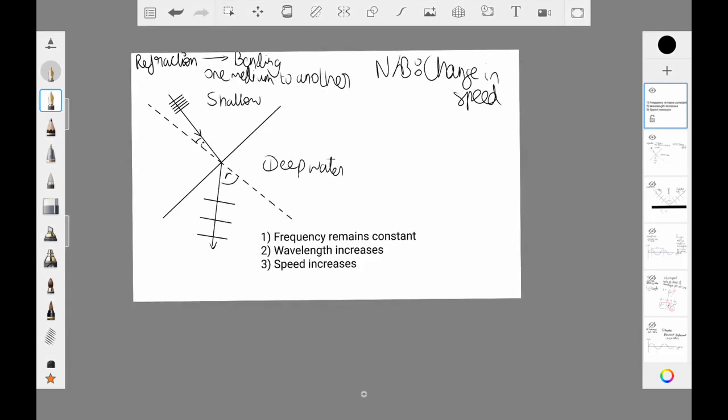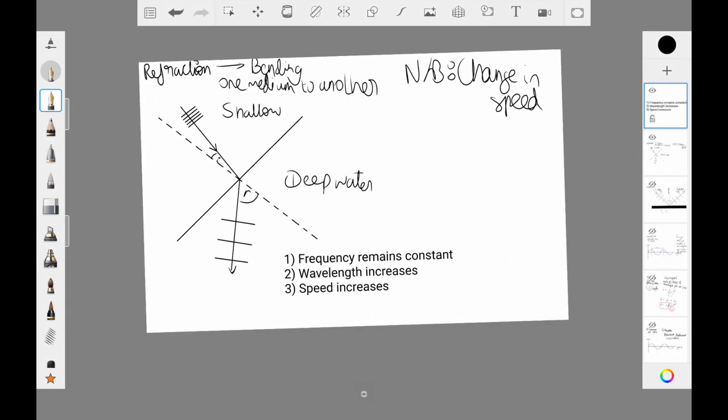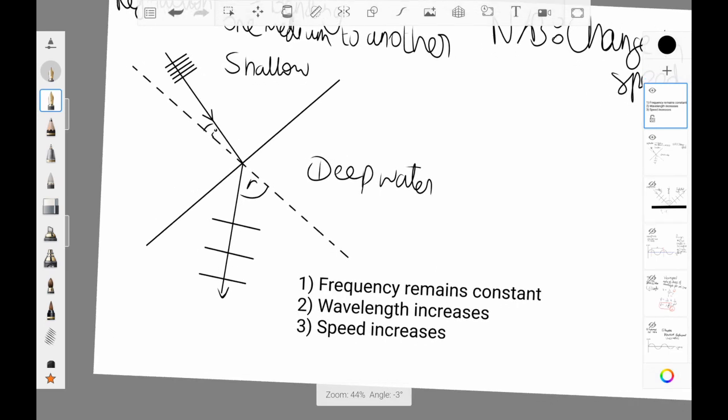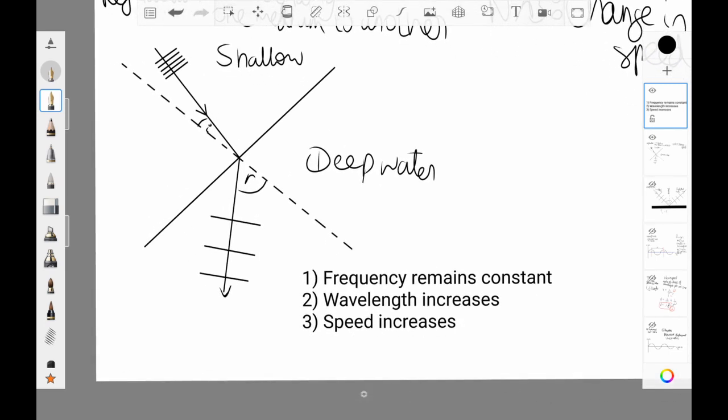Right. So keep in mind that these three points only apply to water when it's going from shallow to deep. If you were to reverse the directions, if water went from deep to shallow, the points would also be the opposite. So the first thing you need to know is that the frequency remains the same. So the frequency of the water waves in shallow water and in deep water does not change. It's the same.